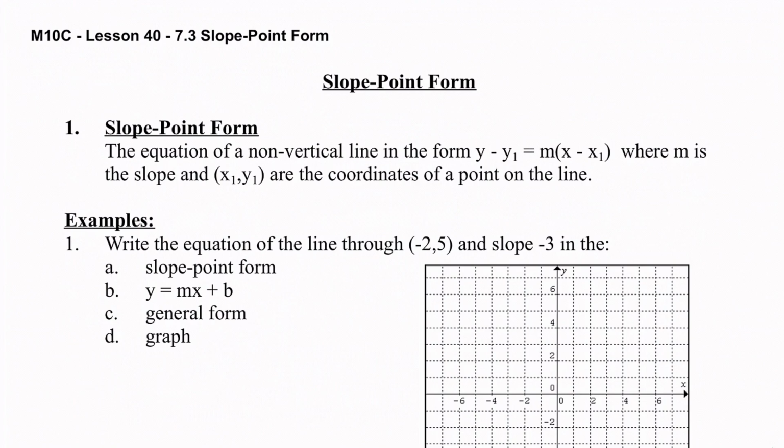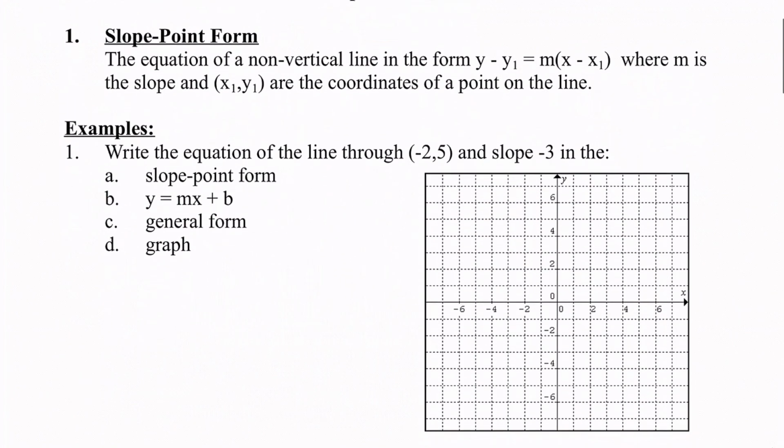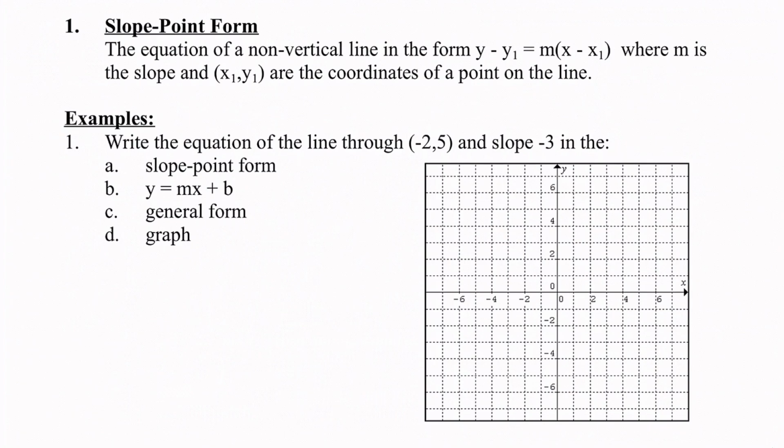So in our first example, it says write the equation of the line through the point -2 and 5, and the slope is -3 in the form of slope point form, y equals mx plus b form, and then our general form. Whenever you are given a point, always label it x1, y1, like we've done before, so that when you see x1, y1, you know where you're going to put those values, into those two spots right there. And same with the slope. We know slope is just m, so I can see that's going to go up into that spot right there.